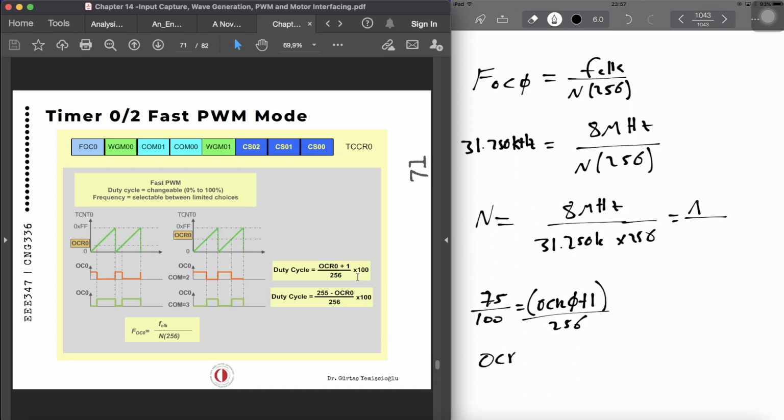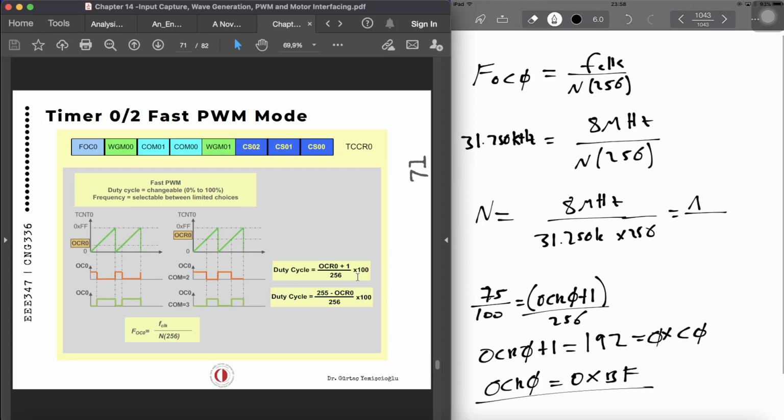So if we rearrange the equation, OCR0 plus 1 is going to be, as a result of the simple mathematics, 192. At this point, this is going to be 0x C0, and OCR0 by itself is just going to be minus 1 of that, which will give us 0x BF. And that will be the OCR value that we need to load in.